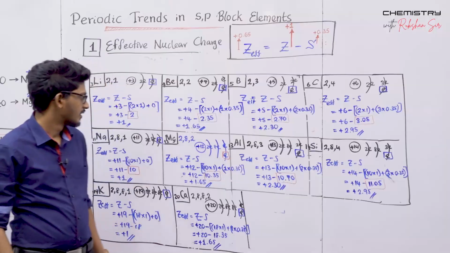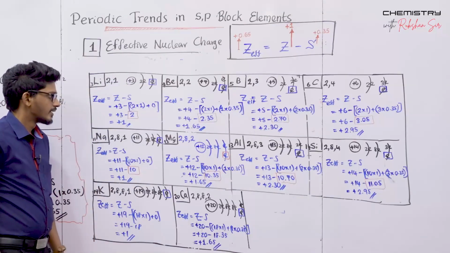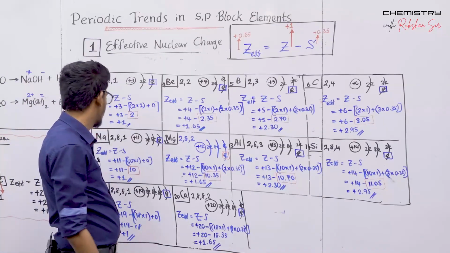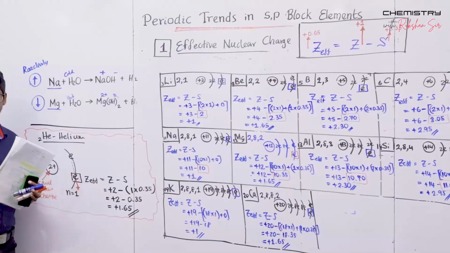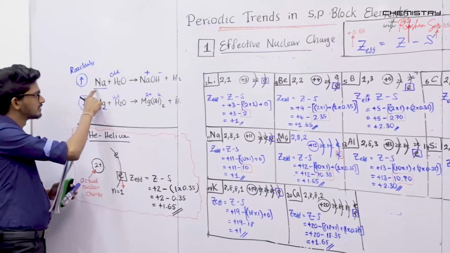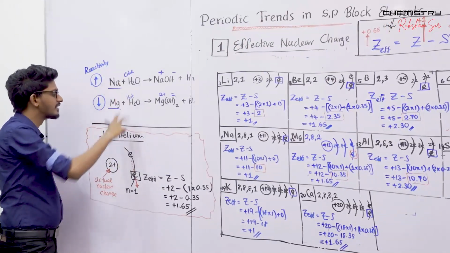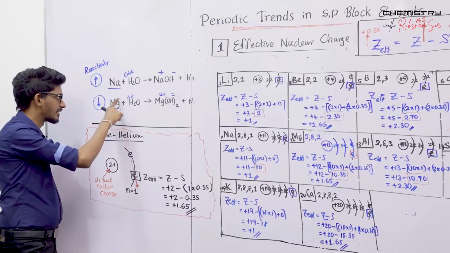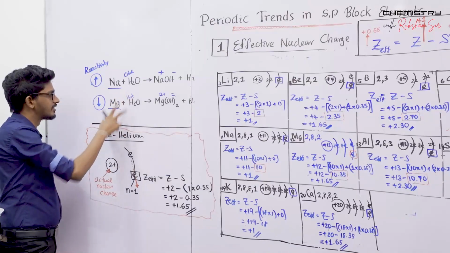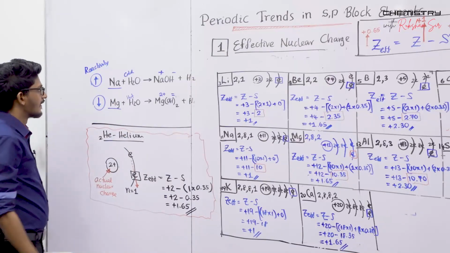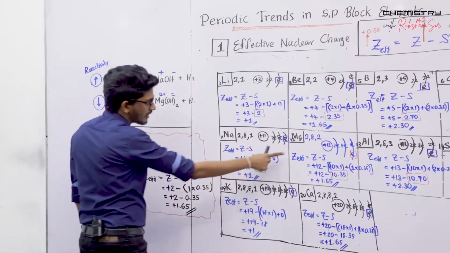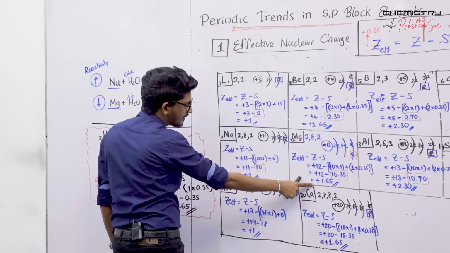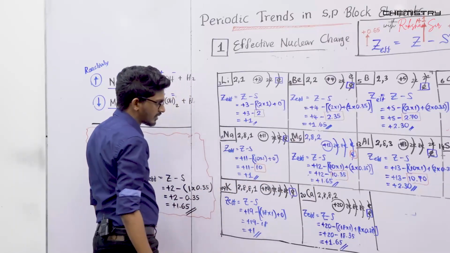Okay. So you would clearly see here, if you are thinking of this one, that is where we start the discussion. If you are thinking of this, you see, the electrons in magnesium are more strongly bound to the nucleus than the electrons in sodium.